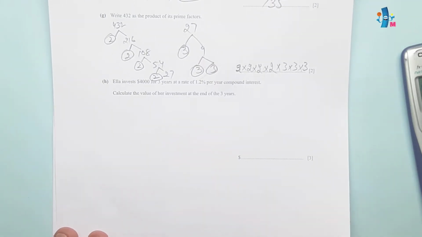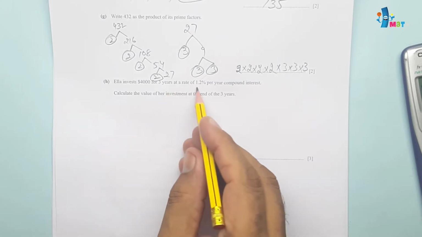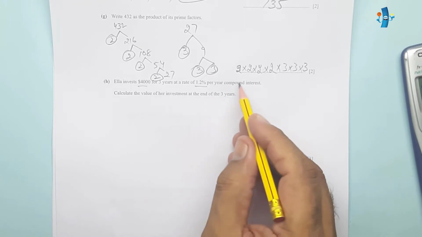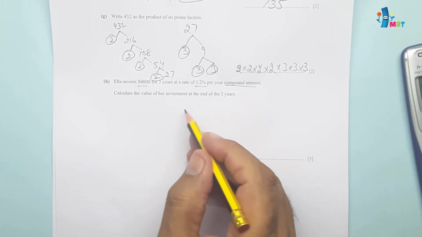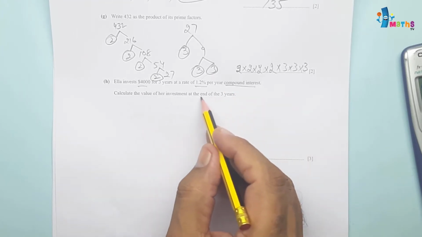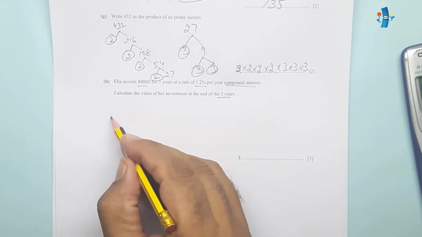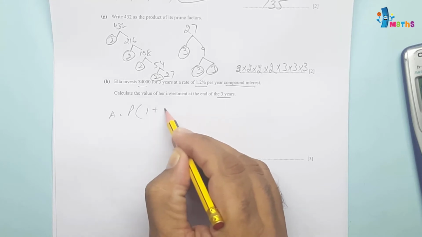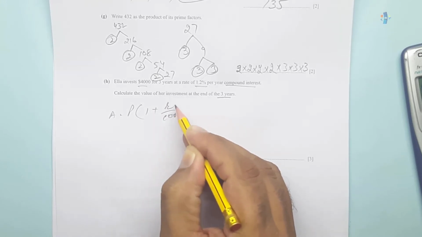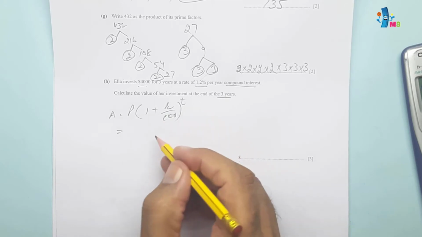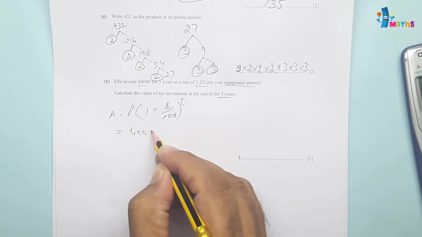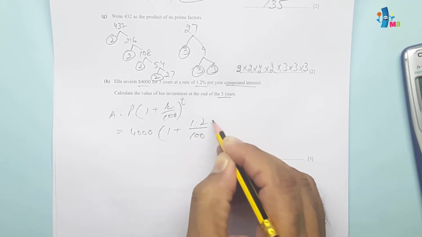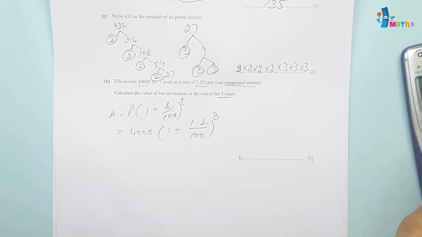Ila invests 4,000 for 3 years at a rate of this one. So this is the amount she spent for 3 years. Compound interest. So we'll be applying the compound interest formula. Calculate the value of her investment at the end of 3 years. So amount will be equal to principal amount times 1 plus r over 100 raised to power t, or n we are writing here. So this will be 4,000 into 1 plus rate is 1.2 over 100 and the duration is 3 years, so we'll write 3.